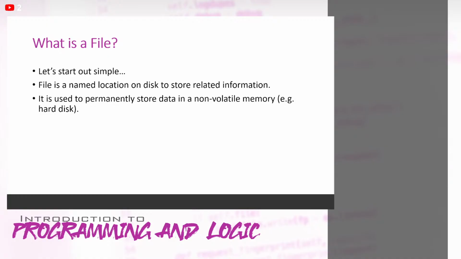And one of the first things that I said was that the file is stored on the hard drive. It's stored on the hard disk, stored on physical memory. And that gets us into this idea of volatile versus non-volatile memory.